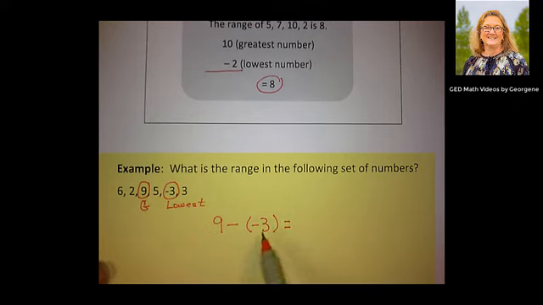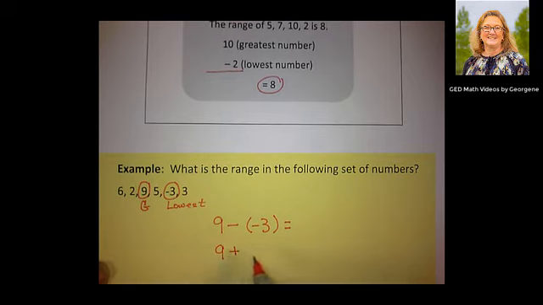You'll notice this is a negative number, and we're subtracting a negative number. If you're not sure about subtracting negative numbers, you may want to check out the resources, as there are some worksheets on that so you can practice. But what I'm going to demonstrate here is adding the opposite. So I'm going to change that subtraction to an addition, and I'm going to take the opposite of a -3, which is a +3. And so we can see that the range then is going to be 12.